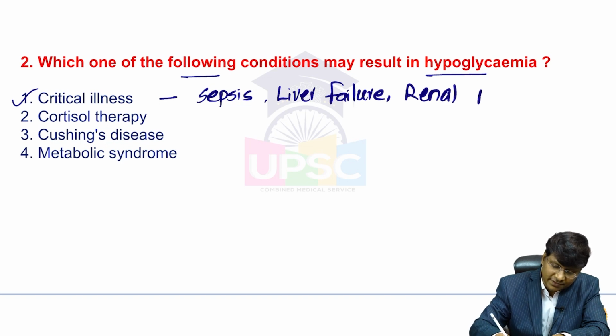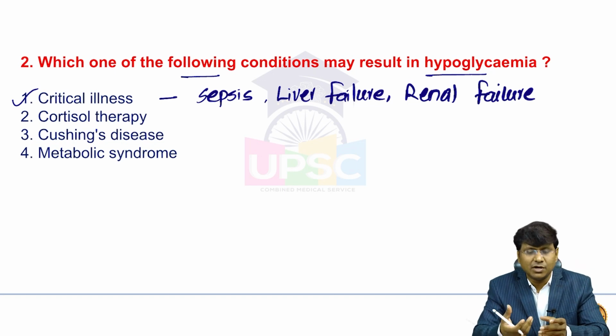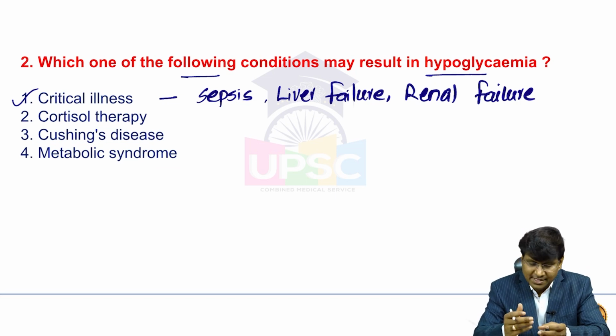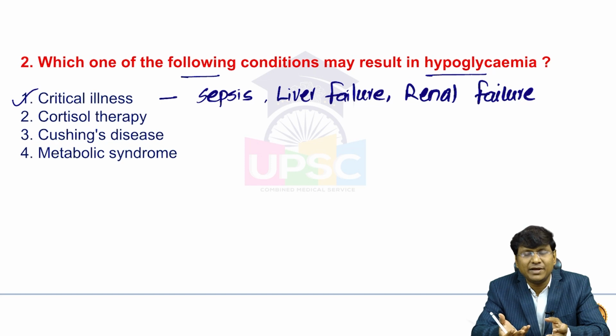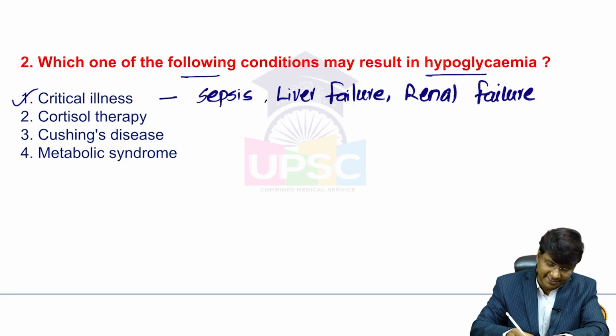In case of sepsis, why will there be hypoglycemia? Because the organisms which are excessively growing in sepsis will utilize the glucose, resulting in hypoglycemia. In liver failure, there will be no hepatic gluconeogenesis, and that will result in hypoglycemia. In renal failure, the insulin is not excreted out, and the excess insulin in the body will cause hypoglycemia, right? So critical illness can lead to hypoglycemia due to increased metabolic demand.